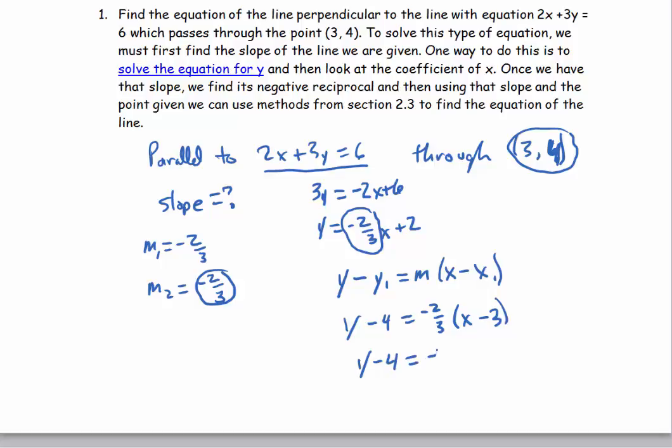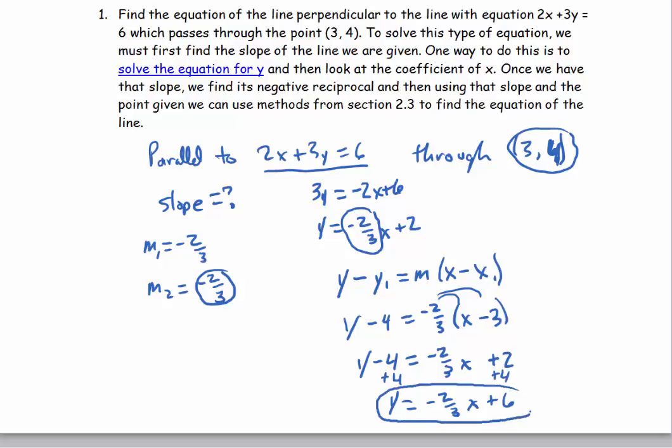y minus 4 is equal to -2/3 x. Have to distribute this -2/3, so -2/3 x plus 2. The reason it's plus is because I have a negative times a negative. Now we can add 4 to both sides. y equals -2/3 x plus 6. So the equation of the line that's parallel to 2x plus 3y equals 6, and goes through (3, 4), is y equals -2/3 x plus 6.